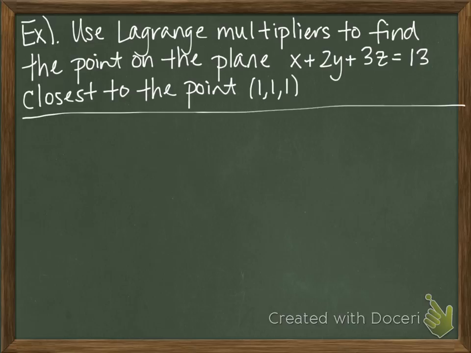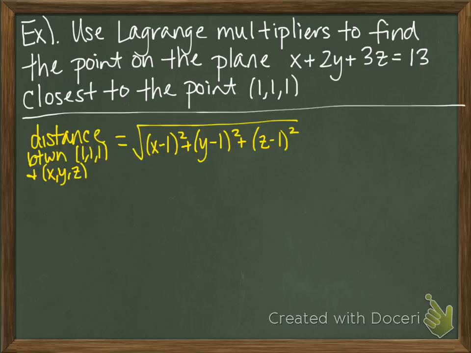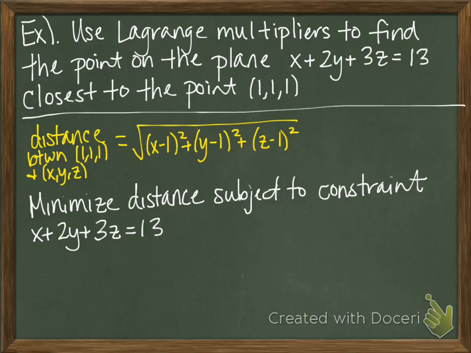Let's remind ourselves of the distance between a point (1, 1, 1) and another point (x, y, z). You recall that's given by this. But we not only want to minimize the distance between a point and (1, 1, 1), we need the point (x, y, z) to remain on the plane. So that's going to be our constraint. We have a function we're trying to minimize and a constraint, which leads naturally to a Lagrange multiplier setup.